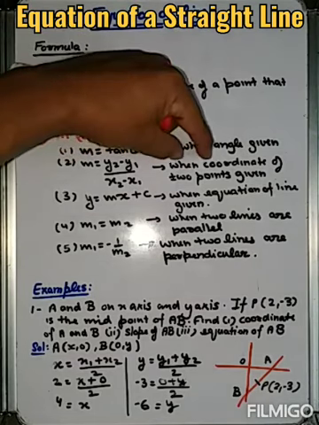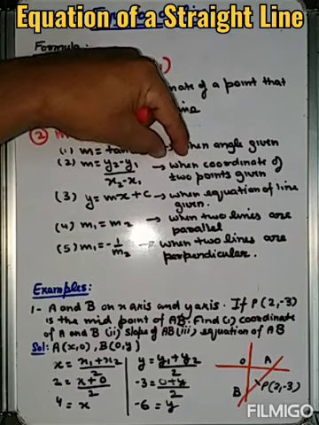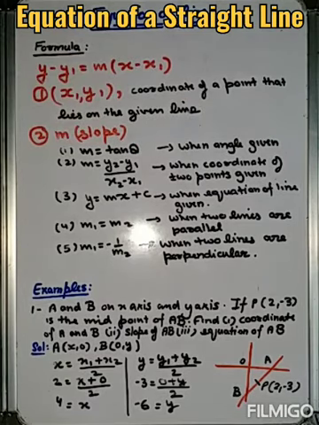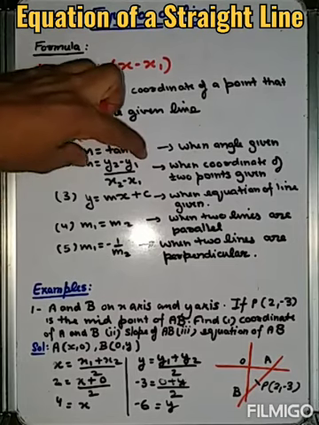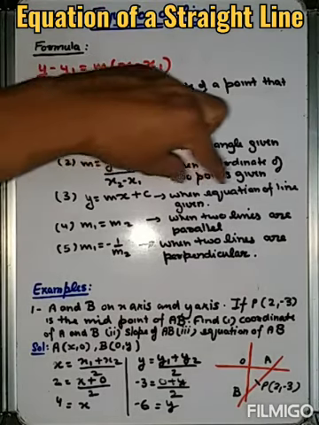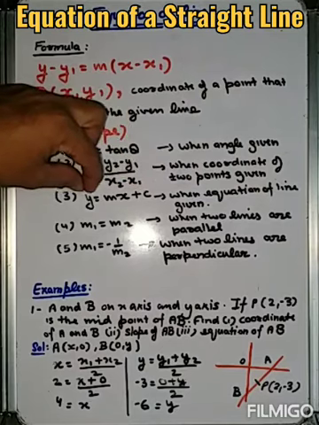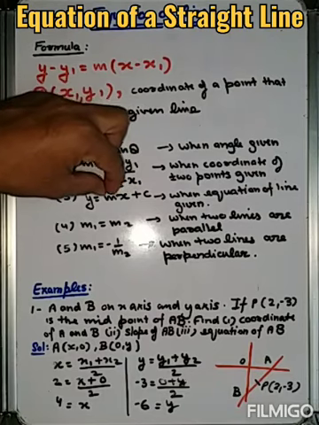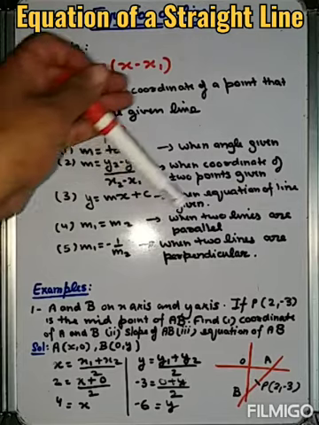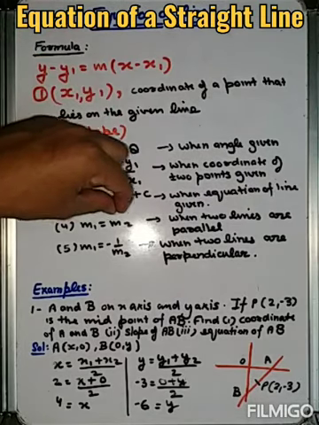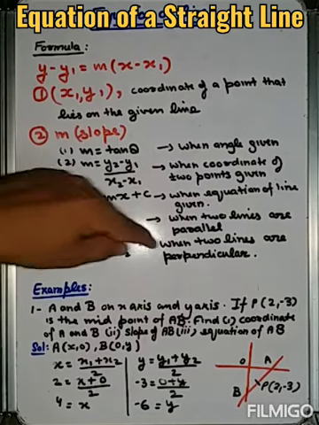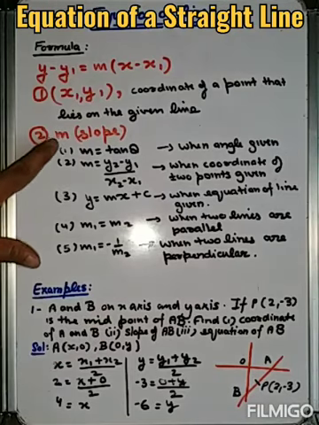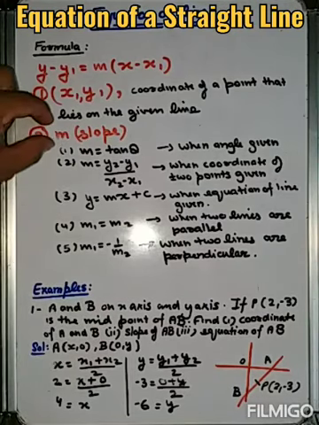When coordinates of 2 points which lie on the given line are given, suppose we have to find the slope of the line which passes through (2, 3) and (5, 9), so 2 coordinates are given, then we have to apply this formula. And when equation of line is given, how to find the slope? Compare that with y equals to mx plus c. Whatever is the coefficient of x will be the slope, that will be the value of m. When two lines are parallel, then the slopes of those two parallel lines are equal. When two lines are perpendicular, then the slopes are in this relation. So these are the only 5 formulas through which we can find the value of slope.